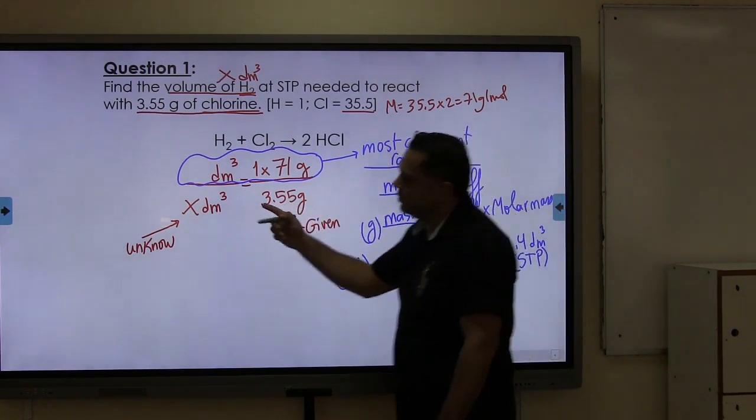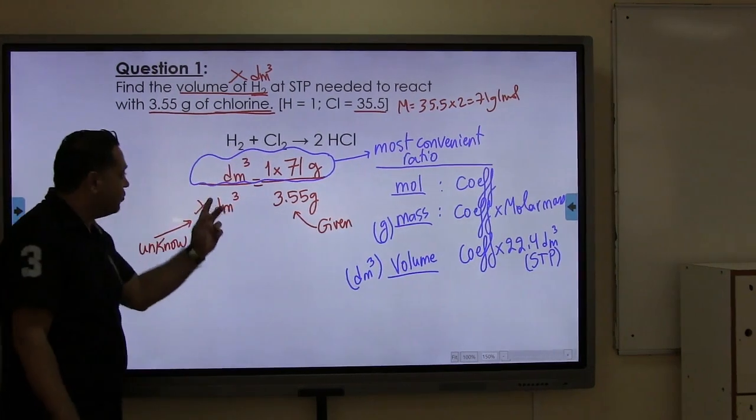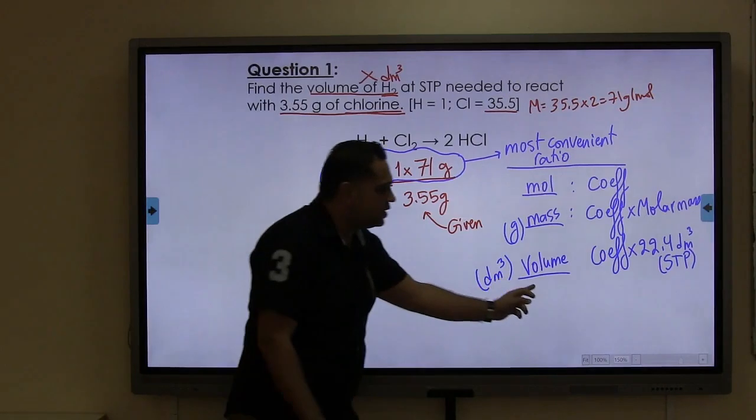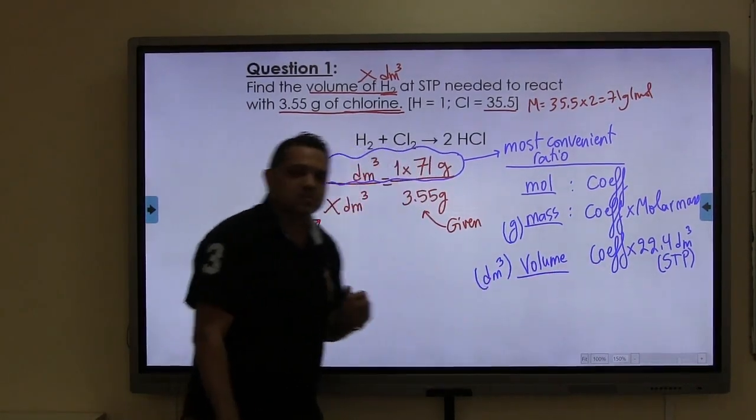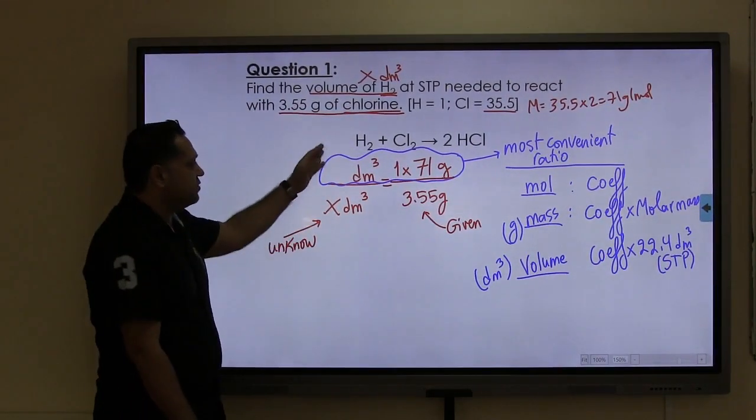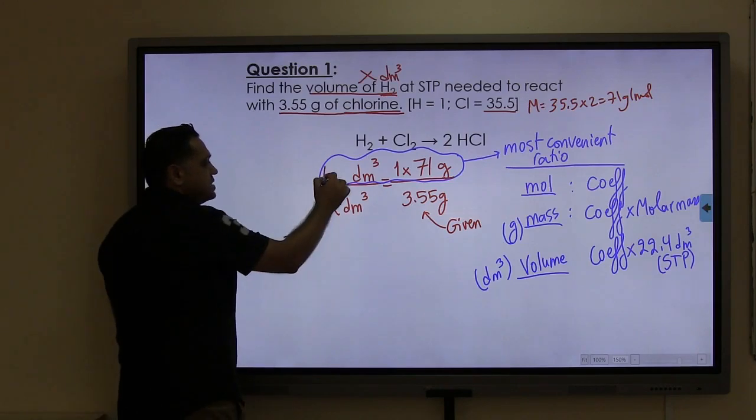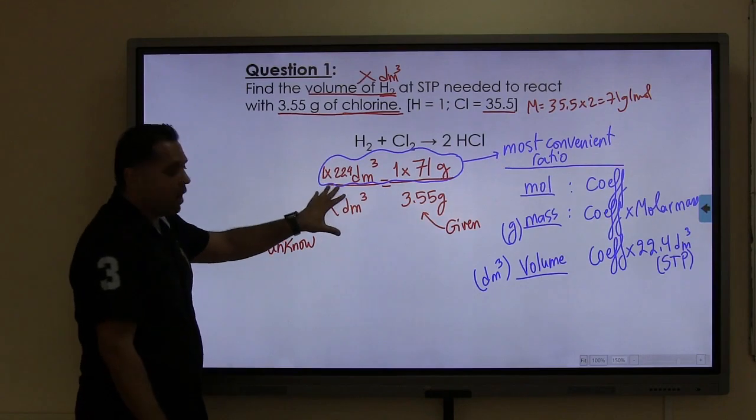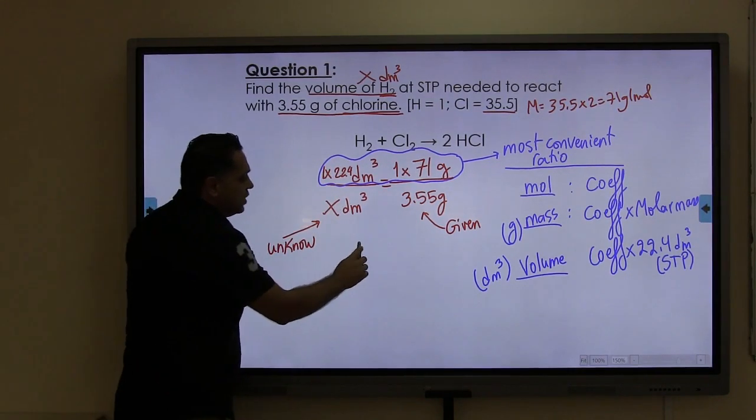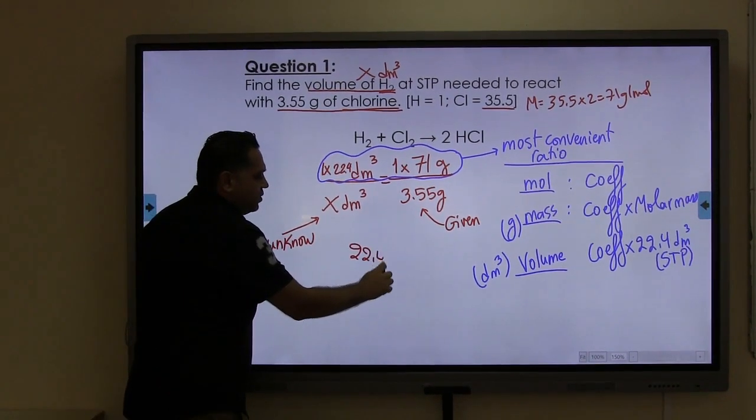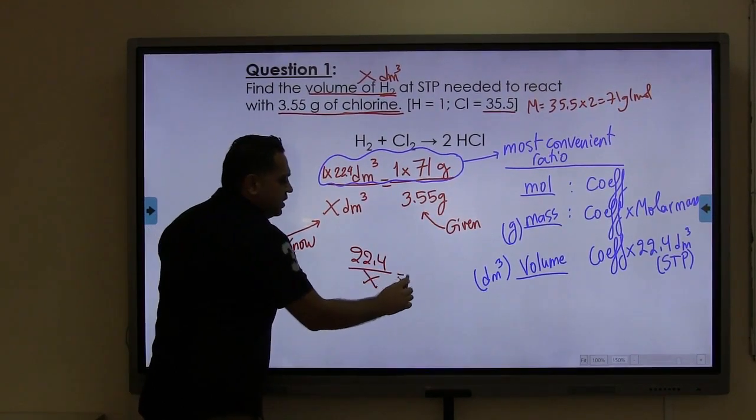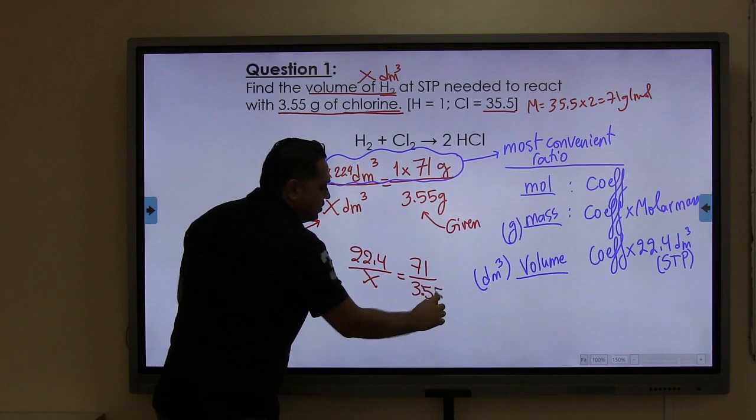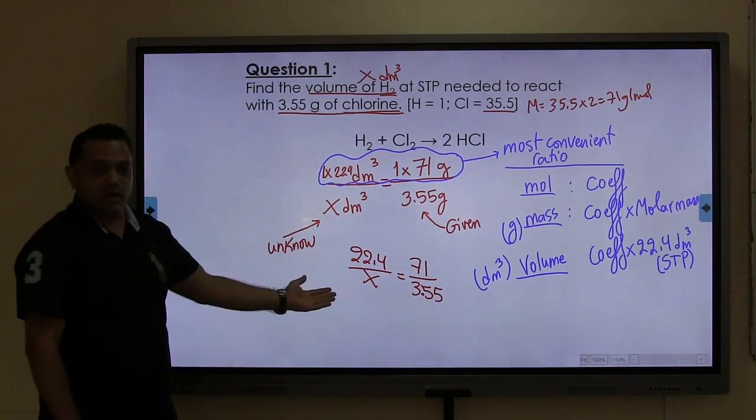For the hydrogen, on the other side, I need to find the volume, which is in decimeter cube. We look at the volume here; it should be coefficient times 22.4. The coefficient of the hydrogen is 1, so 1 times 22.4. So at the end, I have a ratio, and these ratios are equal. 22.4 over x is equal to 71 over 3.55, and then I want to find x.